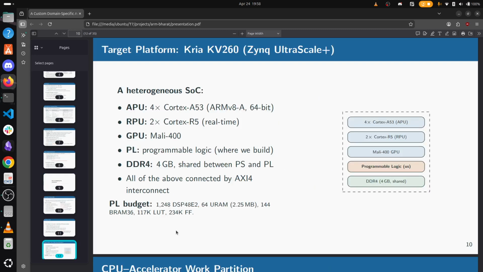So this is the board that we are using. It's called a heterogeneous system on chip. Why is it heterogeneous? Because it has an ARM processor, which has 4 cores. It also has a GPU, and it has programmable logic, also known as FPGA. The FPGA is where we are going to build our custom accelerator, and the ARM processor unit is what is going to control our FPGA. We will not be using the GPU and the RPU.